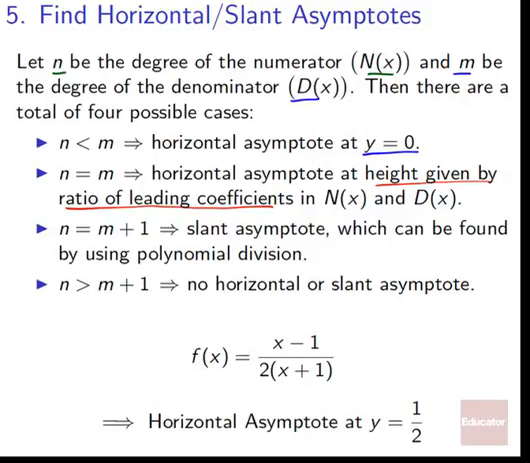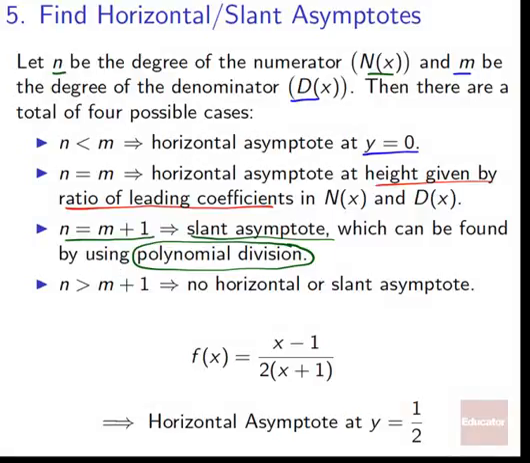Next, n equals m plus 1. That is a slant asymptote. We will have a slant asymptote, and we find that by using polynomial division. You can also use polynomial division to find the horizontal asymptotes, but it's pretty easy and fast to find it just by comparing the leading coefficients, so we don't worry about that as much.